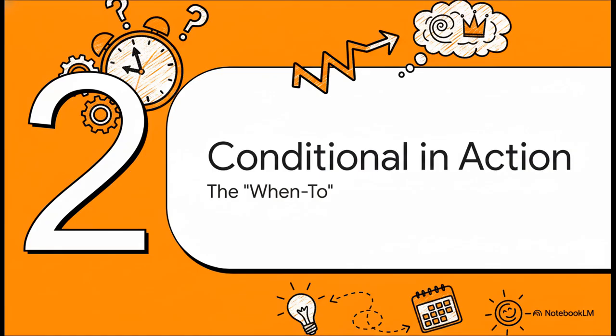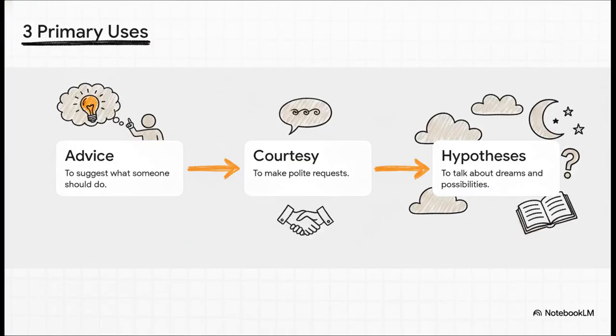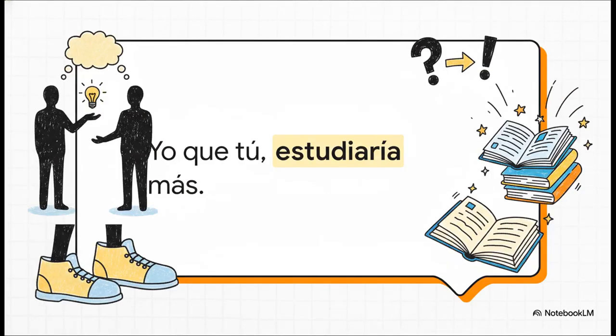Okay, so that's the how-to. Now for the really important part, the when-to. I mean, knowing how to form it is great, but knowing when to use it is what's going to make you sound like a pro. You're going to find yourself reaching for the conditional in 3 main situations: when you're giving advice, when you want to be extra polite, and when you're talking about hypotheticals. Let's break them down. First up, giving advice. This is huge. When you want to suggest what you would do if you were in someone else's shoes, you can use the phrase yo, en tu lugar, which basically means if I were you. It's a fantastic, natural way to offer up a suggestion.